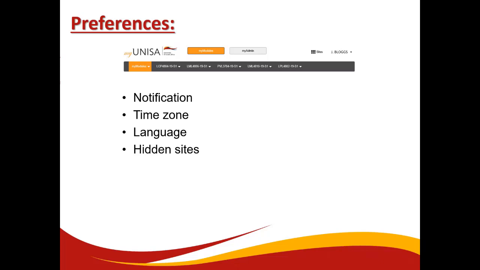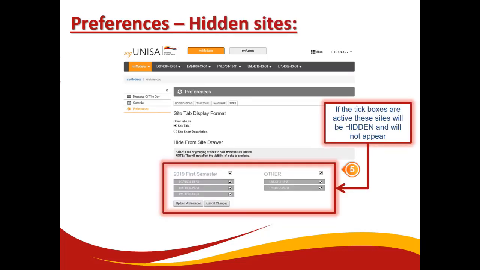And you can see if there are any hidden sites. A lot of students have been saying, I can't find my sites. Please go into your preferences, click on hidden sites, and if there is a tick under any one of these, that means your site will be hidden. If there is no tick, then you can go and access those sites and make them available on your grey bar. I'm going to show you that quickly.